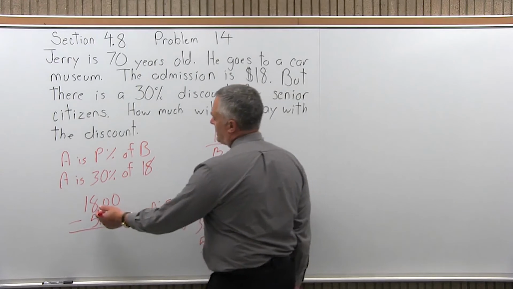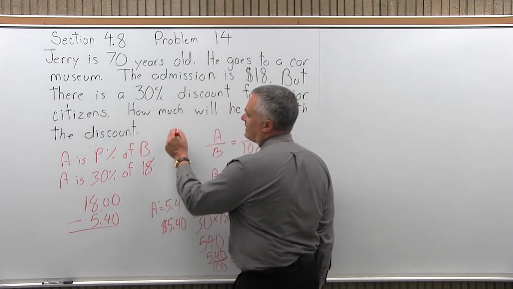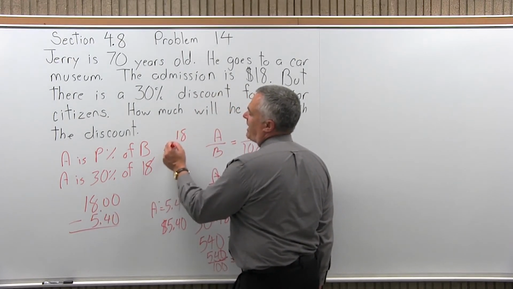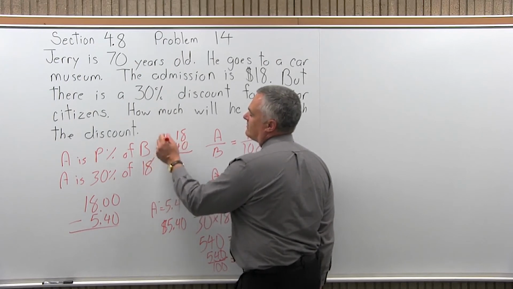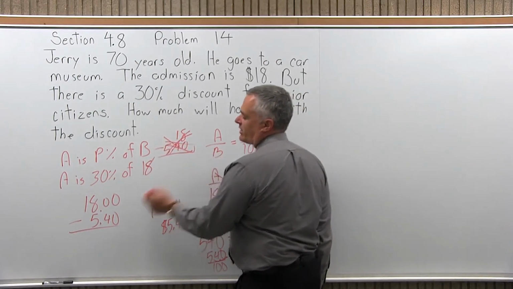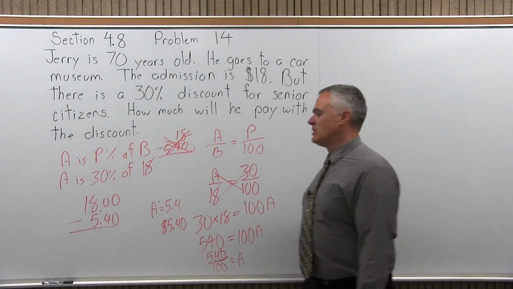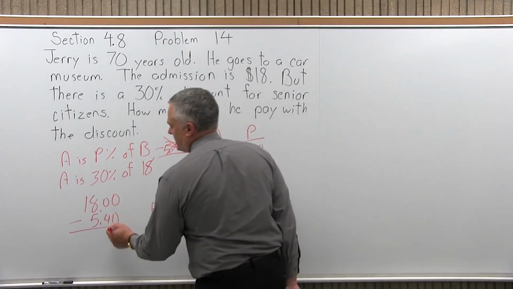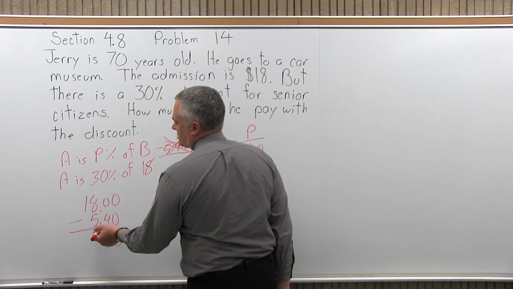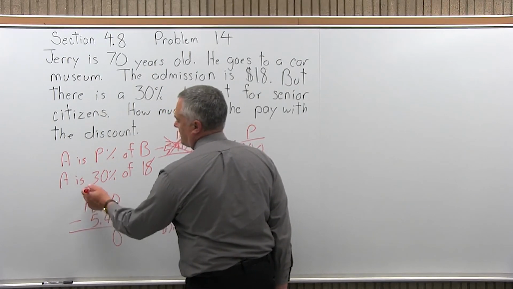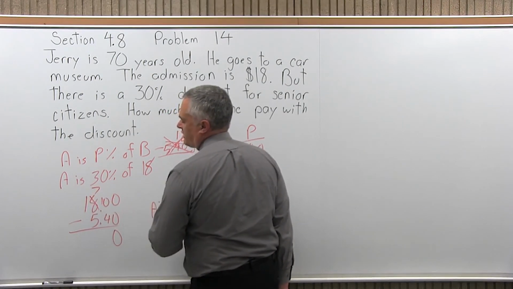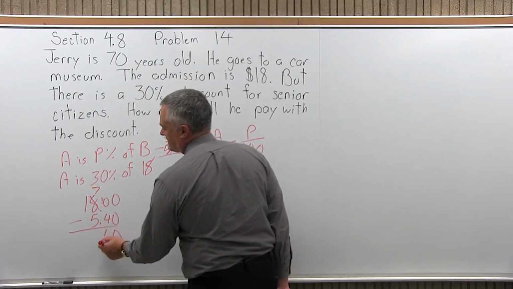Now notice I make the decimals line up. I can't do this, 18 minus 540. Right, that just does not work. You have to make the decimals line up. $18.00 minus $5.40. 0 minus 0 is 0. 0 minus 4 is not going to work. I have to borrow. So cross off the 8, make it a 7. That 0 becomes a 10. 10 minus 4 is 6.